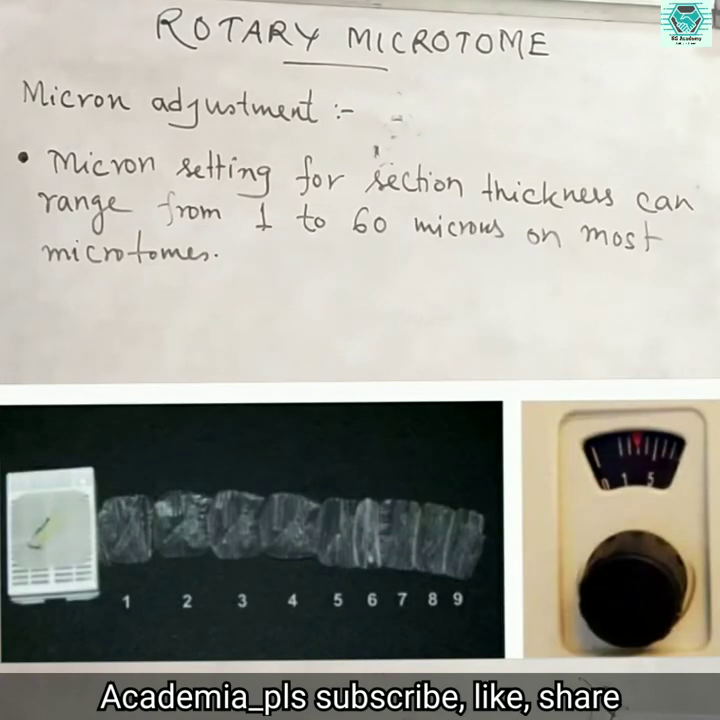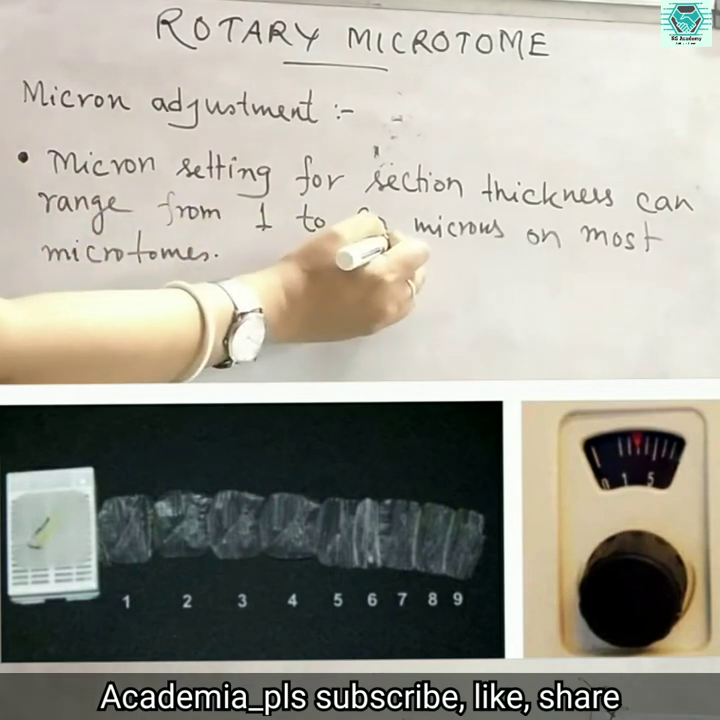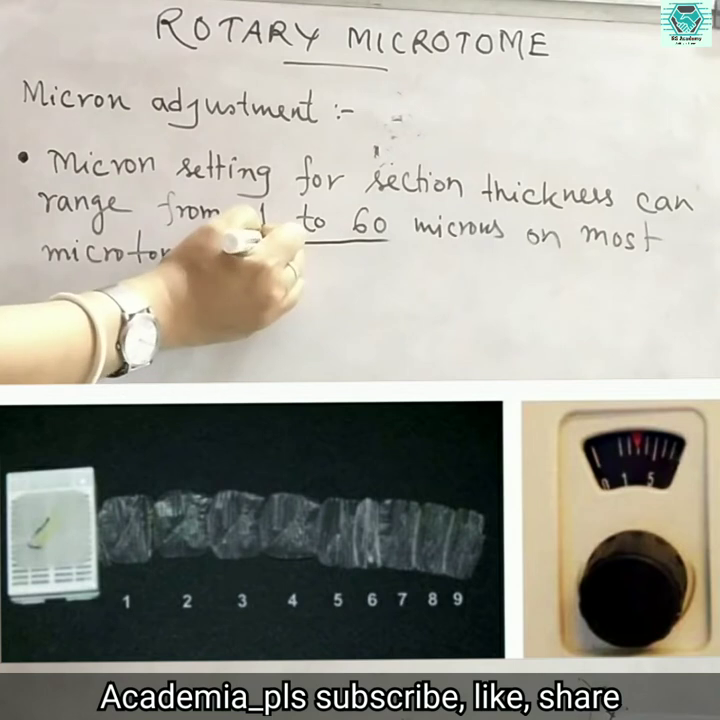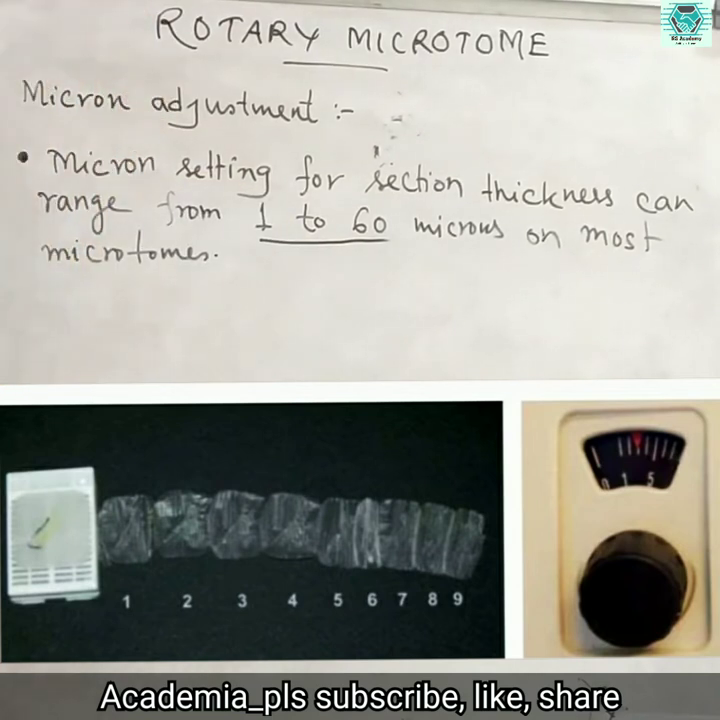Next one is the micron adjustment setting. We can adjust the setting in the range of 1 to 60 microns on most of the microtomes. So we can set between these ranges, 1 to 60 microns. Below that there is also an image of the micron adjustment.